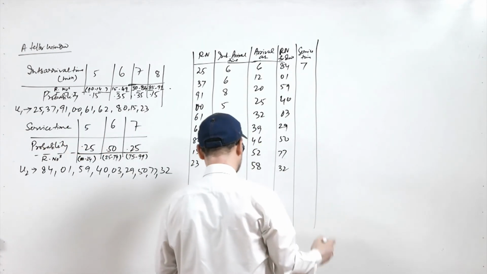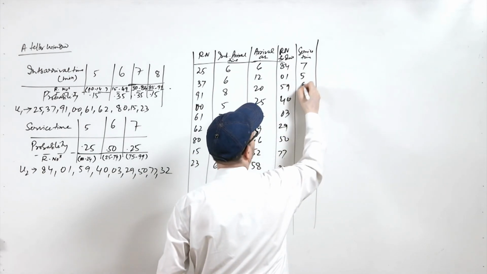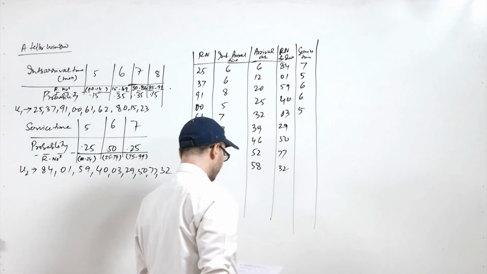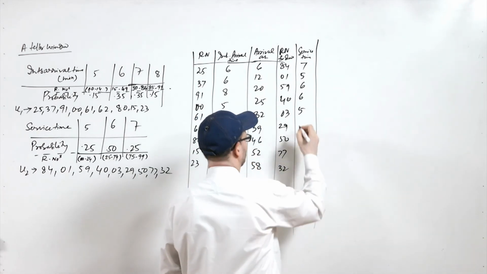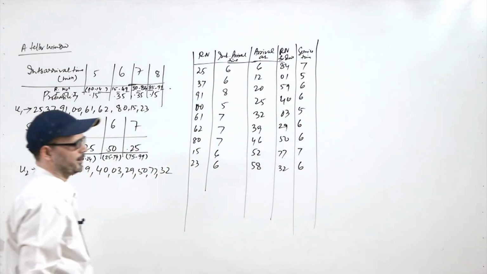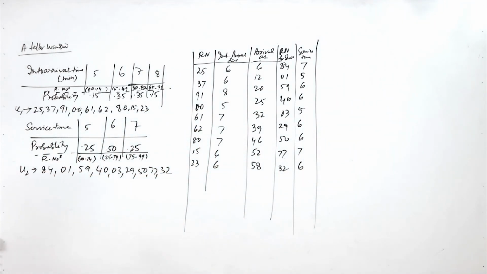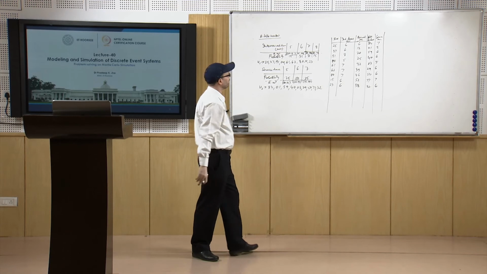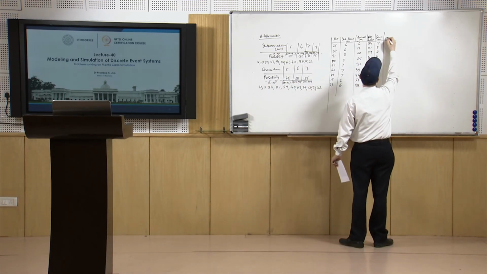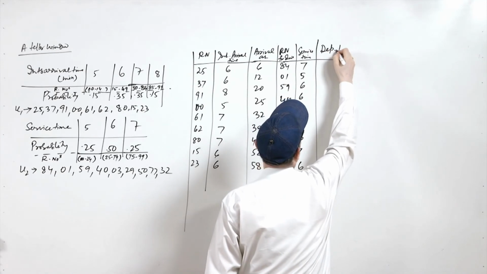So, this will be 5, 6, 6, 5, then further you will have 6, 6, 7, 6. This way you will have those service times. Now, you can find the time of departure.